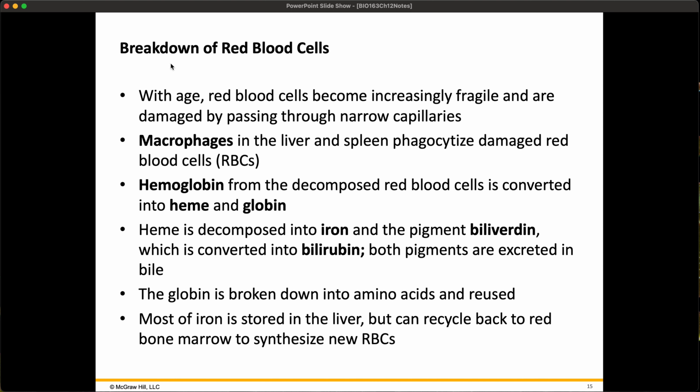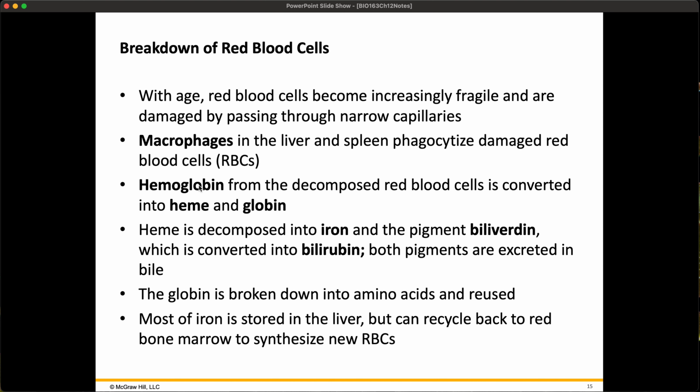All right, so as we said, red blood cells only last for about 120 days, and then they're recycled. Things get reused, some things get excreted. As red blood cells age, they start to become fragile. They're being pushed around a lot and transported through the body. Think about it, blood pressure can be intense. So they get damaged. As they get damaged, macrophages in the liver and in the spleen start to phagocytize those red blood cells and break them down.